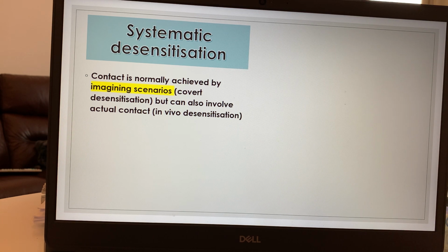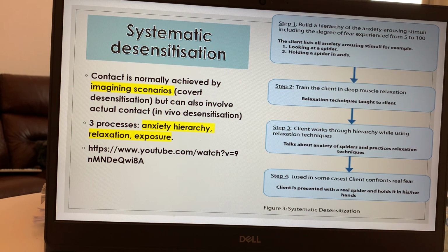But sometimes, over time, it can evolve into in vivo desensitization, where you're actually in physical contact with the scenario you've imagined. So, for instance, this girl imagined speaking to the cashier at Tesco, so covert desensitization. As she worked up the hierarchy and built up her confidence, she then went into Tesco, and the imagined scenario that she had, she actually spoke in person to that individual. So going from covert to in vivo. So it's 3 processes: an anxiety hierarchy, relaxation, and exposure.